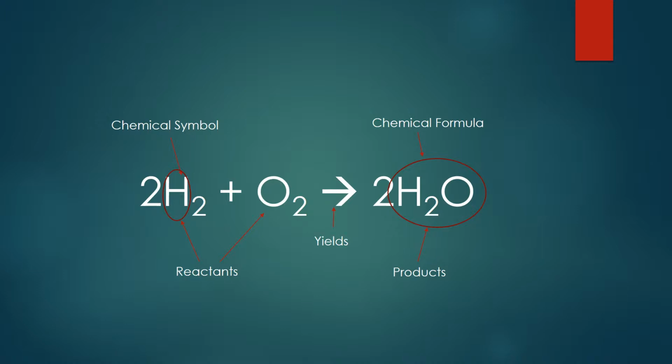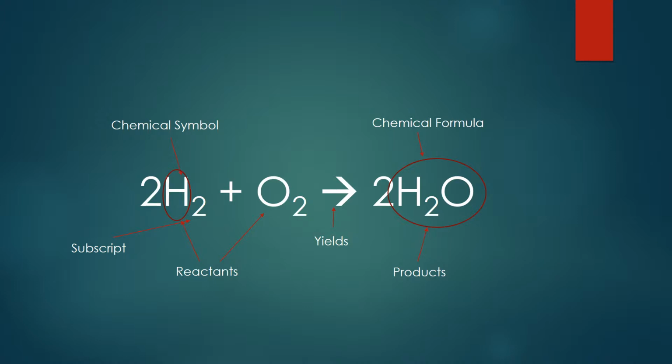Alright, this arrow in the middle means yields. So it's kind of like an equal sign, or it's saying we're going from this to this, so from the reactants to the products. So yields is another way of saying it's producing this. So just so you're aware of what that means.